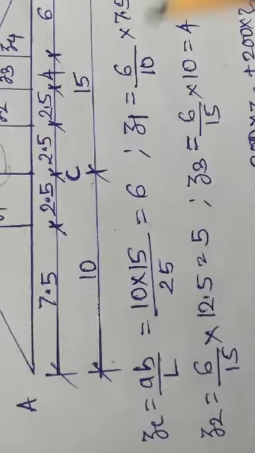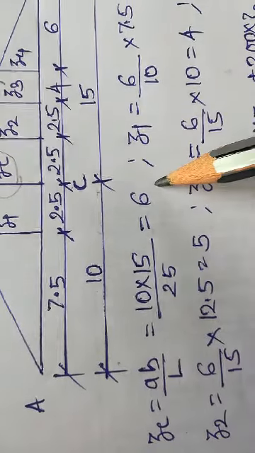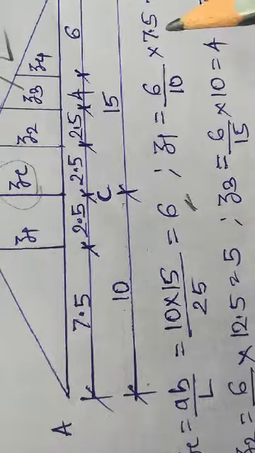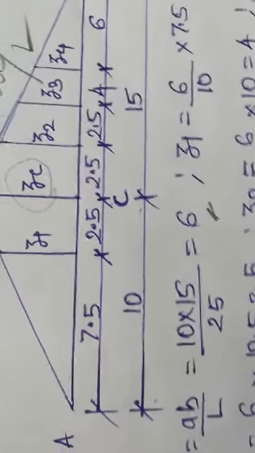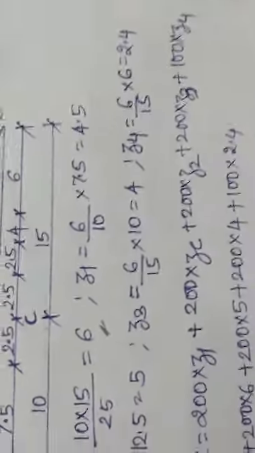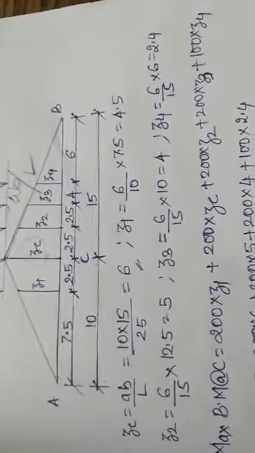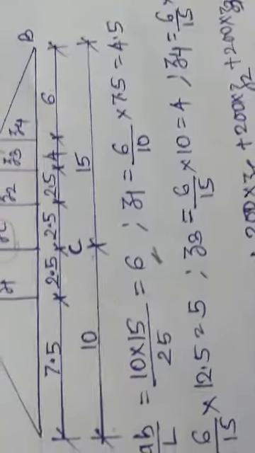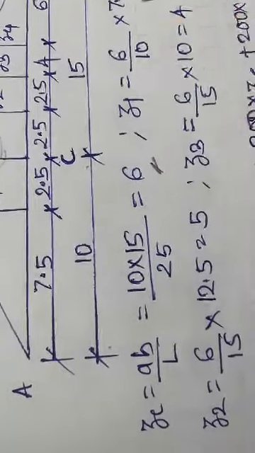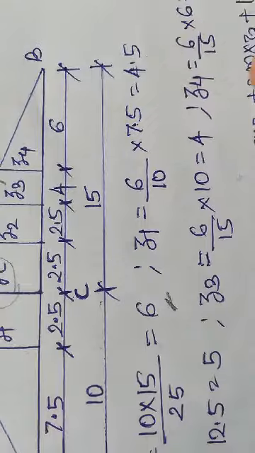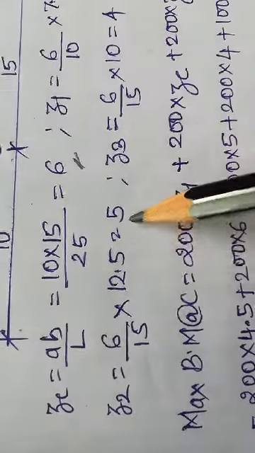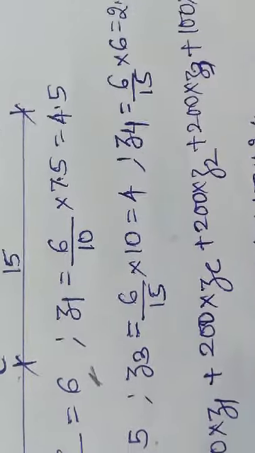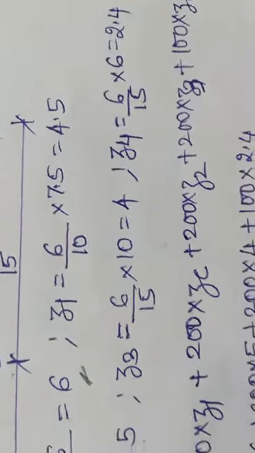So if we calculate, ZC, the ordinate, will be 6, Z1 as 4.5, Z2 as 5, Z3 as 4, and Z4 as 2.4.